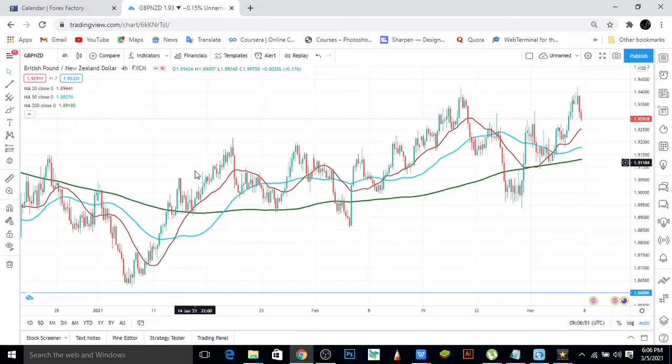Now, price is here, above the 200 moving average. So price is in an uptrend. So you are looking for what? Sell or buy? You are definitely correct if you said buy.